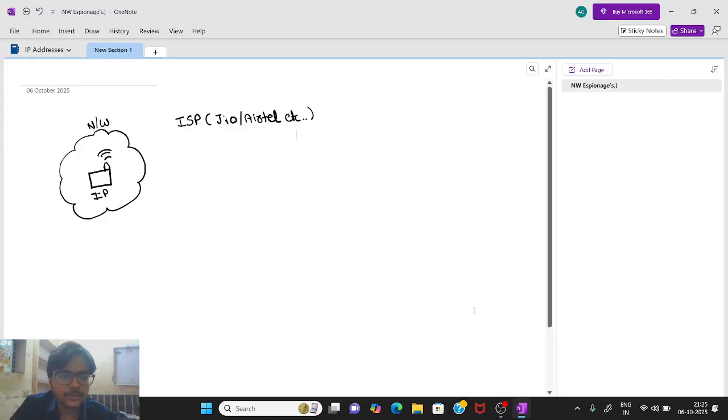Hi, so we'll be talking about IP addresses and how they are assigned. Anything that is connected to the internet is assigned an IP by the internet service provider. So if you are connected to the Wi-Fi of Jio or Airtel or some other service provider, then they are responsible to assign your device an IP. Now this IP has to be unique across all the devices that are connected to the internet.